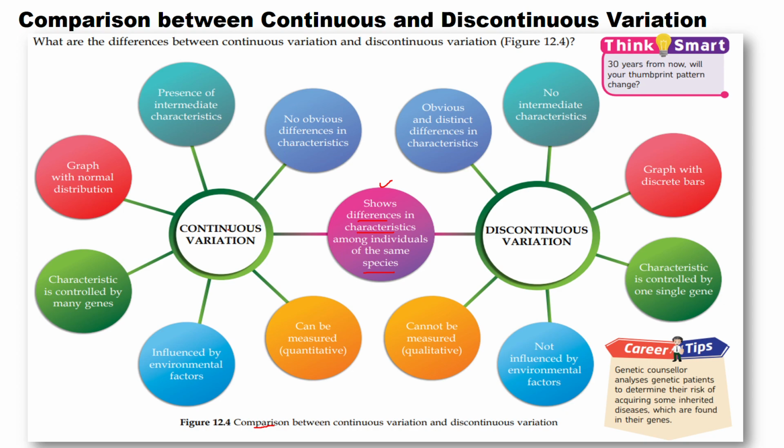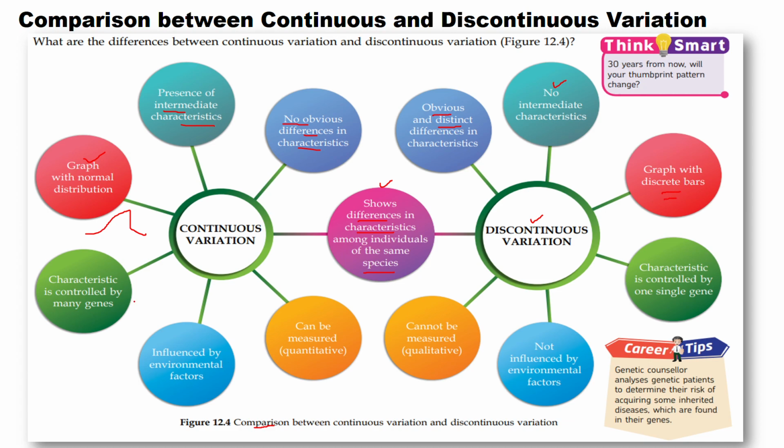For example, if it is continuous variation, for example, height characteristics, there is no obvious difference in the characteristics. But for discontinuous variation, it is the other way around, where there are obvious and also distinct differences in the characteristics. Next, there is presence of intermediate characteristics in continuous variation, because just now we saw gradual differences from one extreme to the other. But for discontinuous variation, no intermediate characteristics. In terms of the types of graph, for continuous variation, it is a graph with normal distribution, remember? That is the bell-shaped curve. But for discontinuous variation, they are discrete bars.